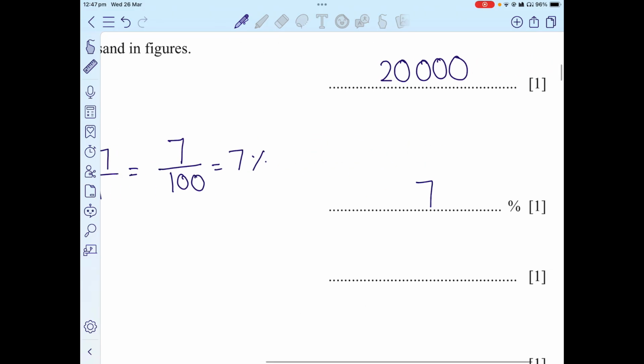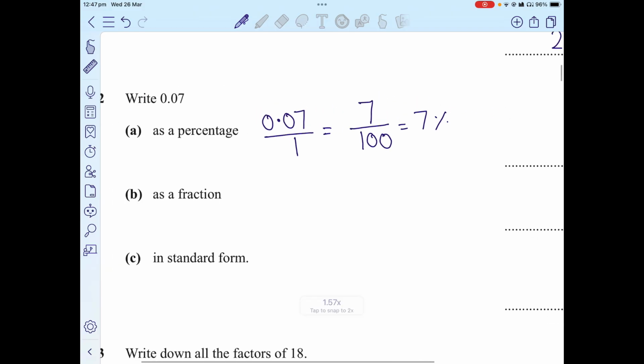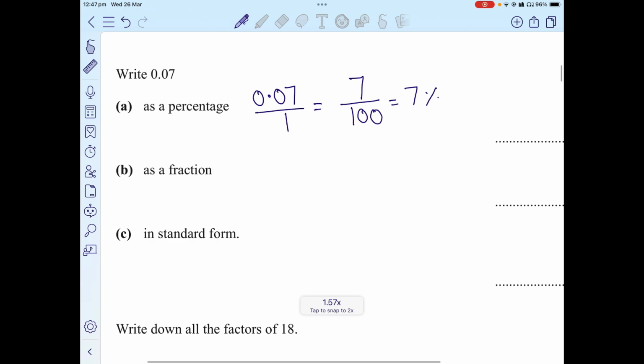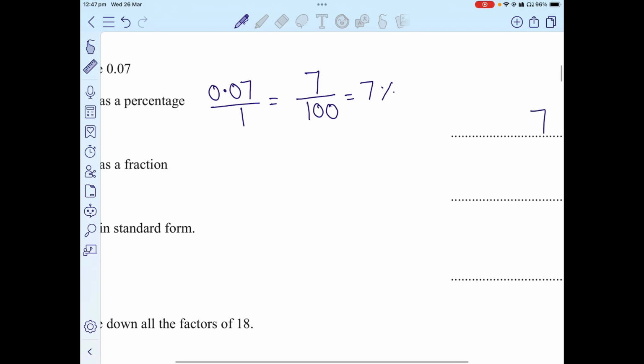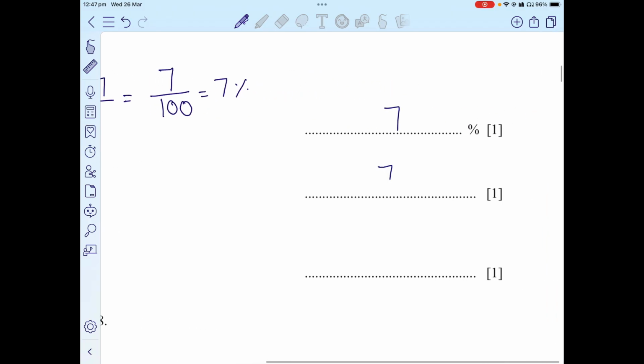Otherwise, you'd simply know that whenever you have a number such as 0.07, which has 2 digits after the decimal point, it is always 7%. For example, if you have the number 0.43, it would be 43%. Then it says write it as a fraction. So I already told you in the previous example that we can write 0.07 as 7 over 100. So the fraction will also be 7 over 100. We cannot simplify it because 7 is a prime number.